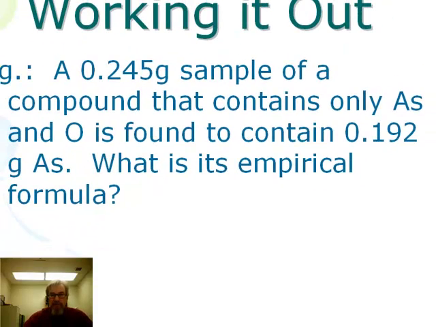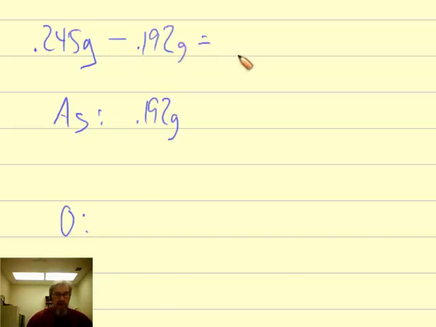Try this one. Well, here I have a 0.245 gram sample, and it has only in it arsenic and oxygen. And it tells me that I have 0.192 grams of arsenic, and the rest is oxygen. So if I take my 0.245 grams and I subtract the amount of arsenic, 0.192 grams, the rest of it's got to be oxygen. When I do the arithmetic, I come up with 0.053 grams of oxygen. So here's my starting point. Well, I want to change both of these gram quantities into mole quantities.